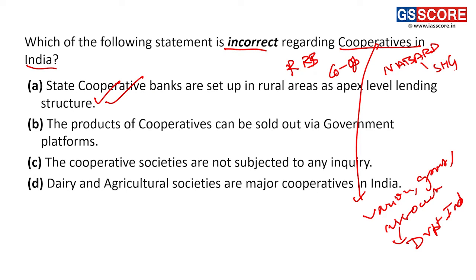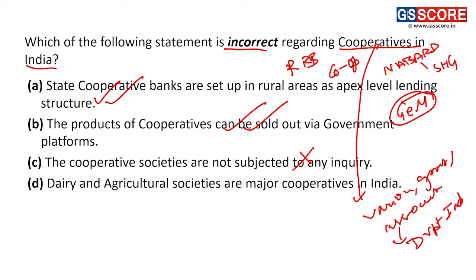The products of cooperatives can be sold out via government platforms. Yes, that is also correct. The GeM marketplace allows the cooperatives to sell their products. The next, the cooperative societies are not subject to any inquiry. Well, that is incorrect. Let us examine the fourth statement as well.